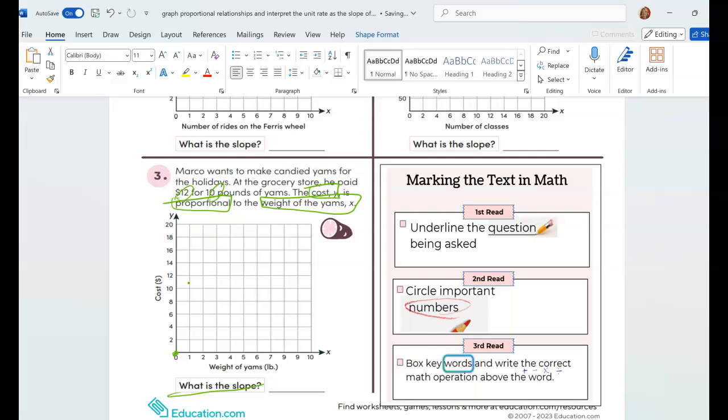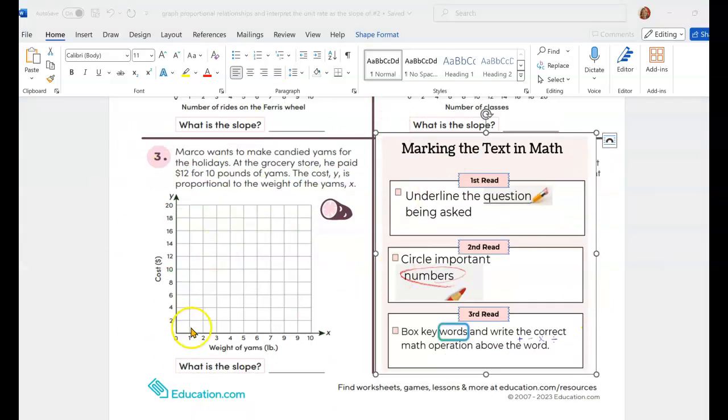And $12 of yams is the y-axis, and 10 pounds is X. So what's the Y? What is the Y? 12. And then what is the X? 10.